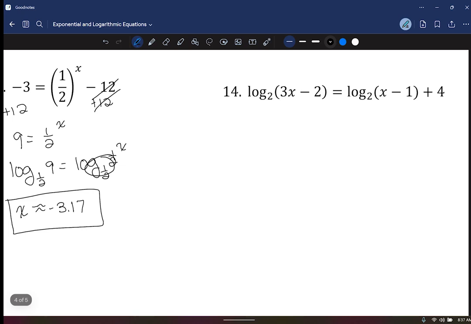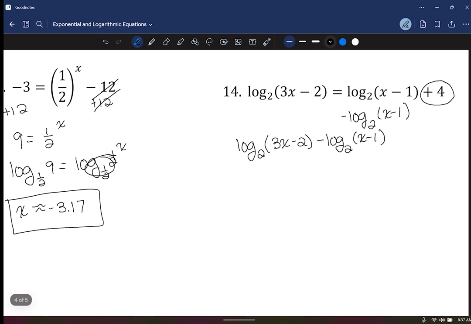All right, so if you look at number 14, you have a log on the left, a log on the right, but then also this plus 4 at the back here. I want to put my logs on the same side so that I can put them together. So I'm going to subtract this log base 2 of x minus 1 to the other side. So that gives me log base 2 of 3x minus 2 minus log base 2 of x minus 1 equals 4. Now I need to put these logs together, and I know that if I'm subtracting two logs, I can divide their parts. So I have log base 2 of (3x minus 2) divided by (x minus 1) equals 4.